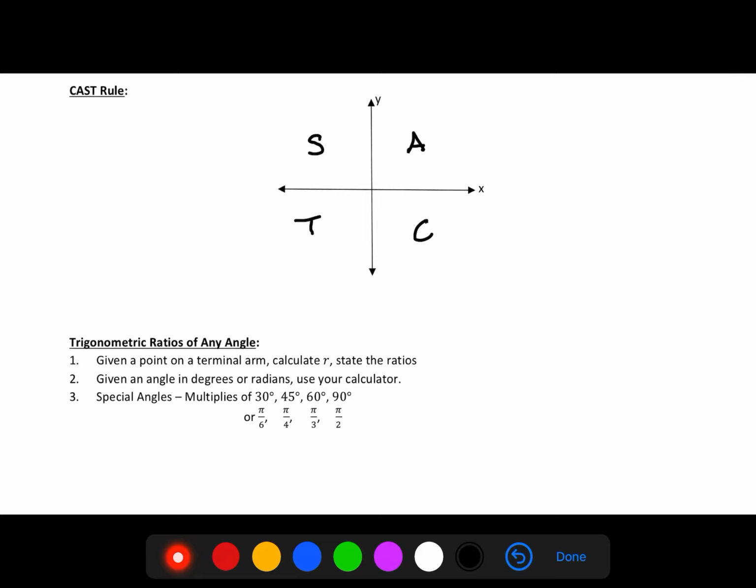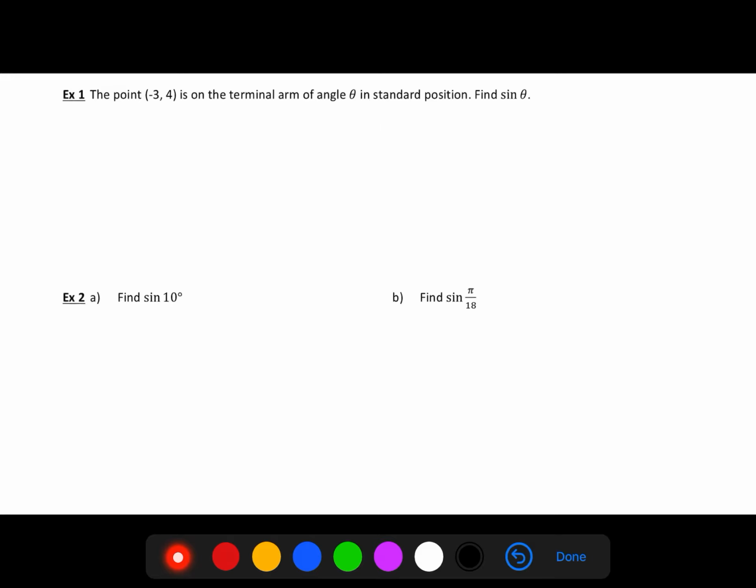So there are a few things we've already taken a look at. Using a point on a terminal arm to state our ratios, we can figure out radius. We can use our calculator if we're given an angle in degrees or radians to figure out our trig ratio. Well, what we're going to take a look at next is some special angles, where we are going to be able to find exact values of our ratios just knowing how big the angle is, and we're going to need to know some of these to save us some time. So let's take a look at some examples.